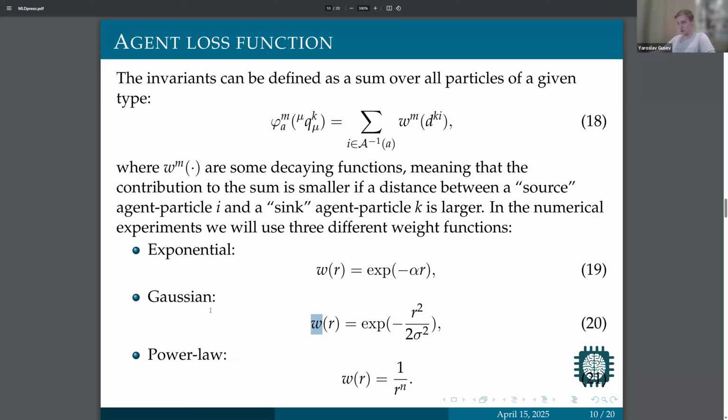It can be Gaussian functions, or power law functions. Exponential and Gaussian are more local, so they suppress the faraway contributions severely, and power law is less restrictive, and has heavy tails, and may be relevant for long range interactions.